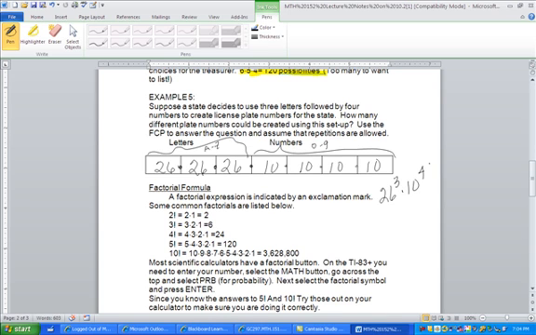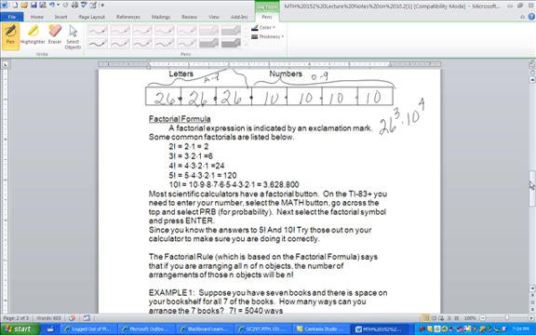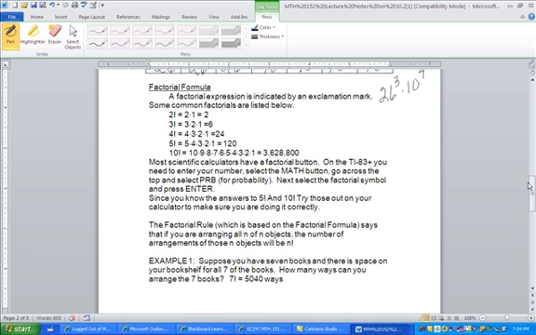Now, the factorial formula. Some cases, such as a case where you're looking at having a series of books or seats, and you're filling up all the places for the books or all the seats, use what is called a factorial formula. So let's take a look at that. It requires us to learn a new symbol. A factorial expression is indicated by an exclamation mark, and some common factorials are listed below.